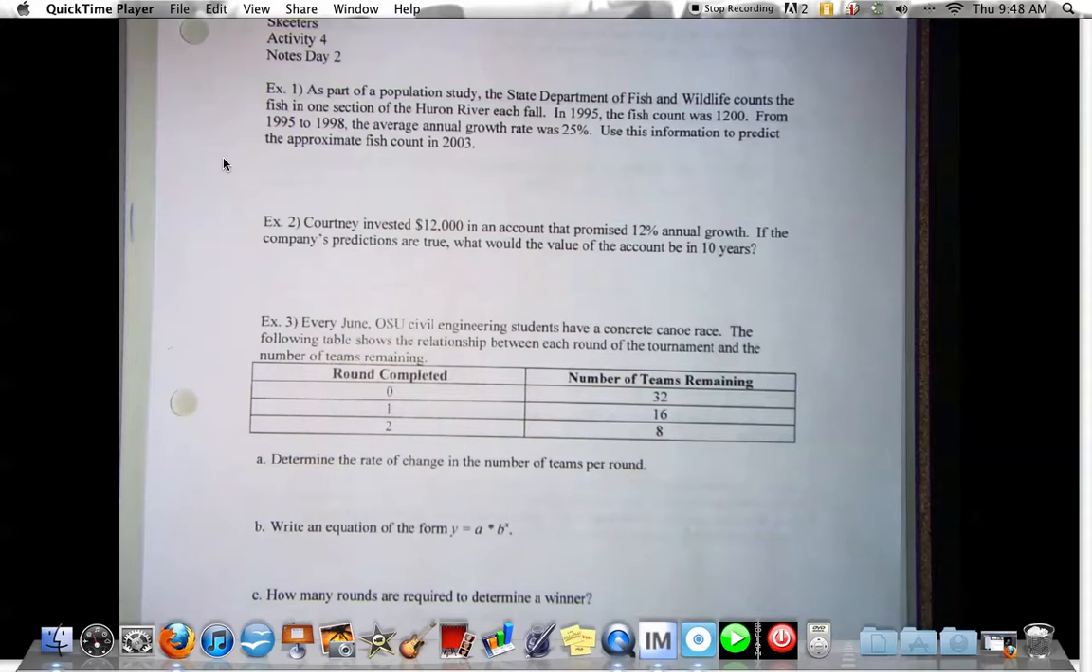As part of a population study, the State Department of Fish and Wildlife counts the fish in one section of the Huron River each fall. In 1995, the fish count was 1,200. From 1995 to 1998, the average annual growth rate was 25%. Use this information to predict the approximate fish count in 2003.